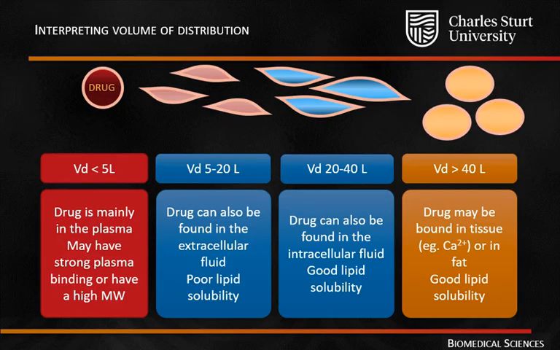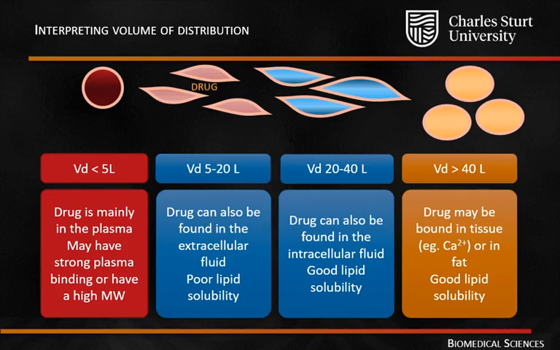So what does this all mean? So with very small volumes of distribution, less than 5 liters, the drug is mainly in the plasma. It may be really heavily bound to the plasma proteins like albumin or something like that, or it may have a really high molecular weight, and so therefore it doesn't diffuse and cross membranes or move through cell junctions particularly well. However, as the volume of distribution increases, then you'll find the drug residing in extracellular fluid.